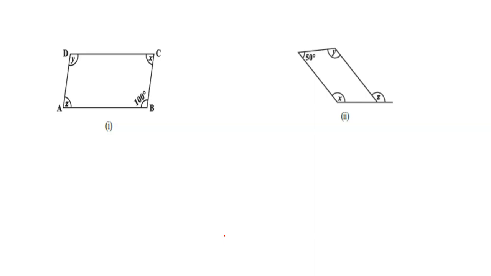So this is the first problem, where we have the parallelogram ABCD. We need to find the x, y, z values. Easily we can find them with the property that opposite angles are equal. Using that property, I can say that angle y is equal to 100 degrees. These two angles are opposite, so y is equal to 100 degrees.